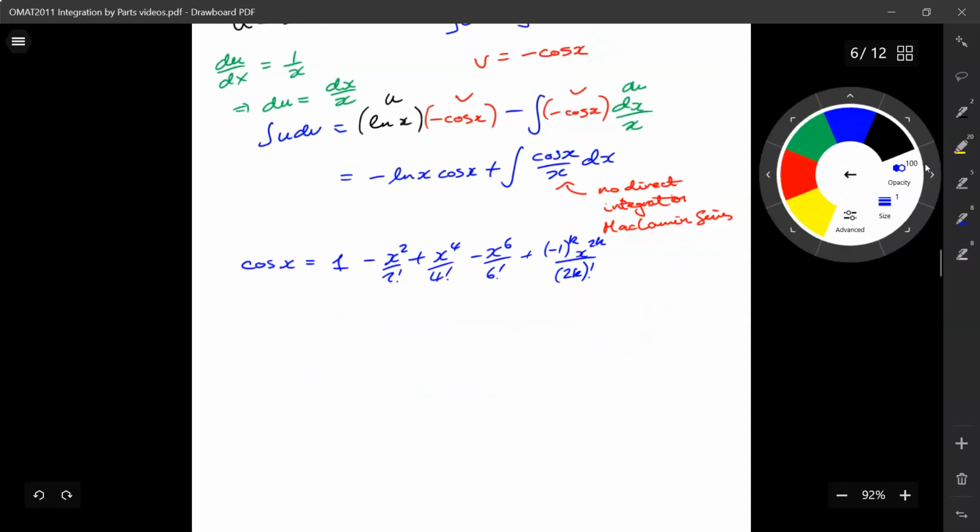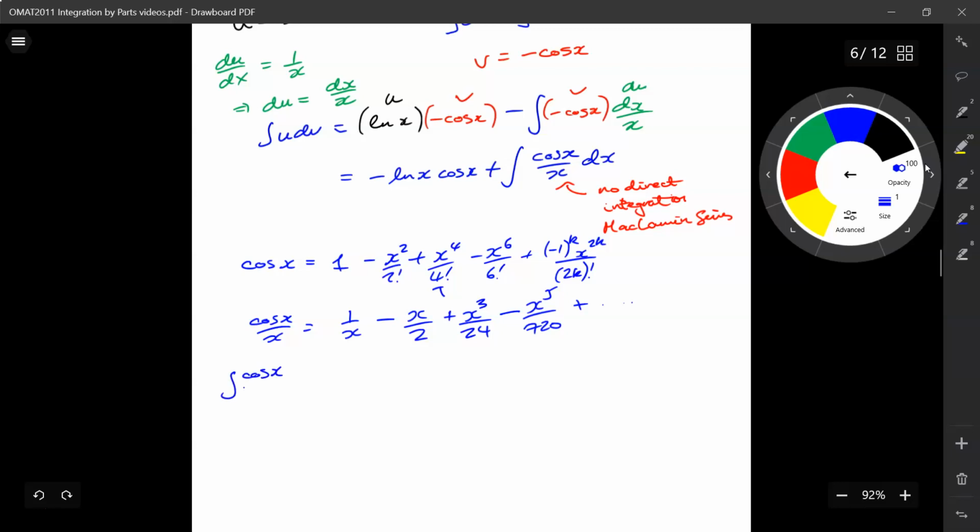So if we then take every term there and divide it by x, cosine of x divided by x is 1 over x minus, and we divide this one by x, so x squared divided by x is x, and 2 factorial is 2. Then this one is x to the 4 divided by x is x cubed. 4 factorial is 24. And then we have minus x to the power 6 divided by x is x to the power 5. And 6 factorial is 720. And so on. So what we're going to do is integrate that.